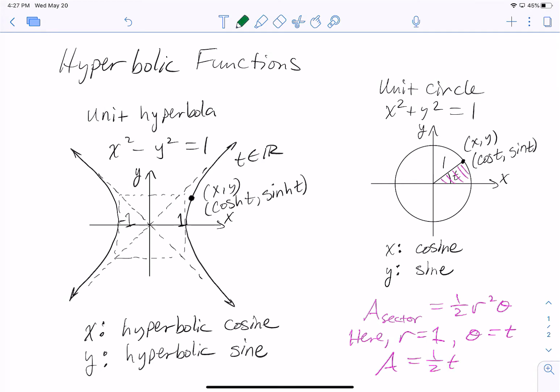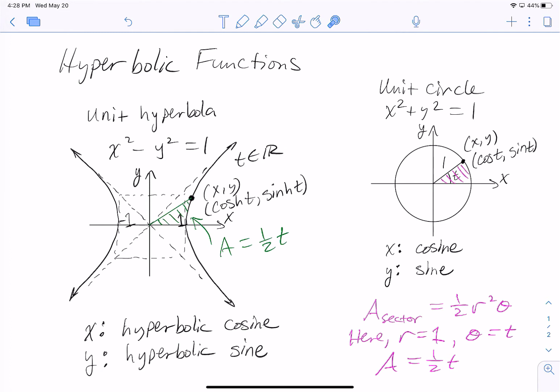Looking at the unit hyperbola, if we consider a segment that joins the origin to the point on the unit hyperbola, and just the area that's formed between that segment, that branch of the hyperbola, and the x-axis, then we have a region, the area of which is equal to 1/2 t. That t is the input variable for the hyperbolic cosine and hyperbolic sine at that point.